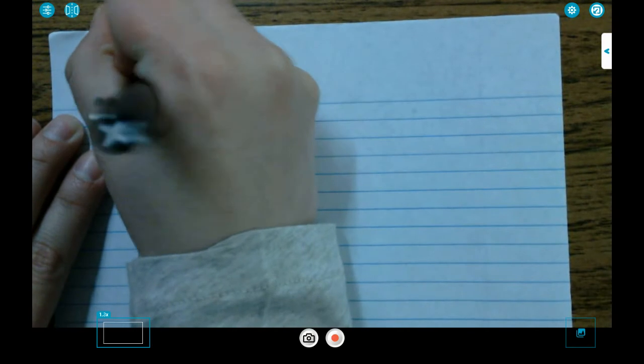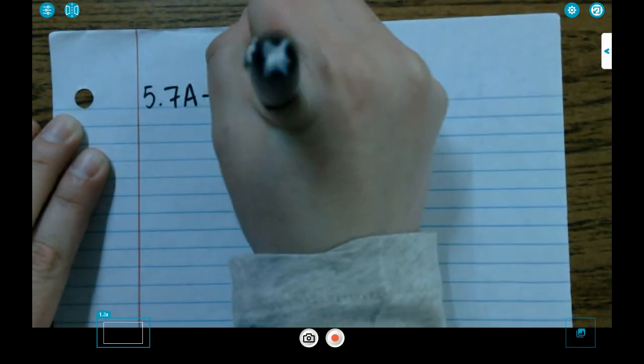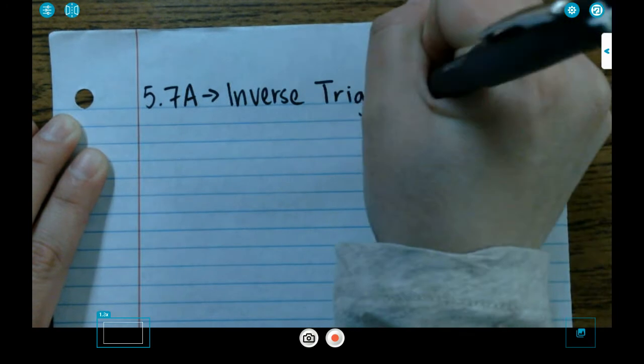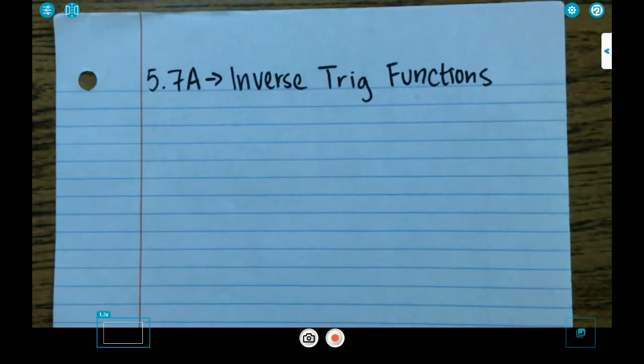This is 5.7a, which is going to be our introduction to inverse trig functions. We've been looking at inverse functions all year, especially first semester. Basically, an inverse function is asking the question in a different way. Instead of saying sine of this equals what, you're saying sine of what equals this.